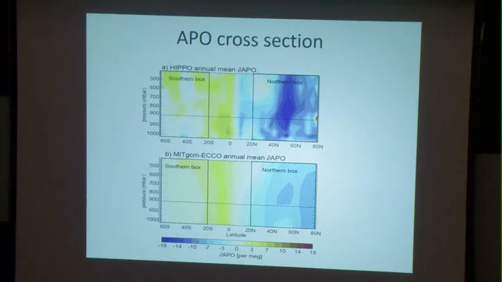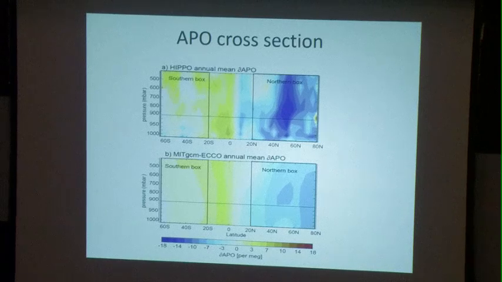Now, partly you expect a deficit in the north because fossil fuel burning does, it turns out, consume a little more oxygen than it does release CO2. That projects onto APO. That's part of this, but that's accounted for here as well.